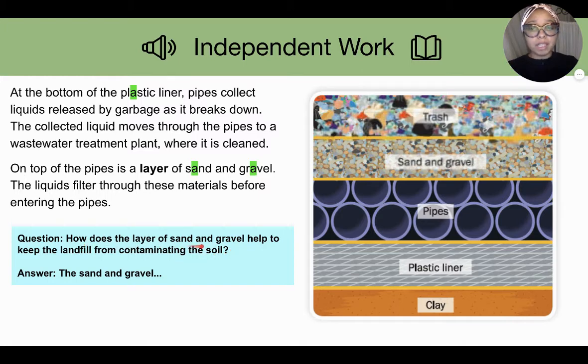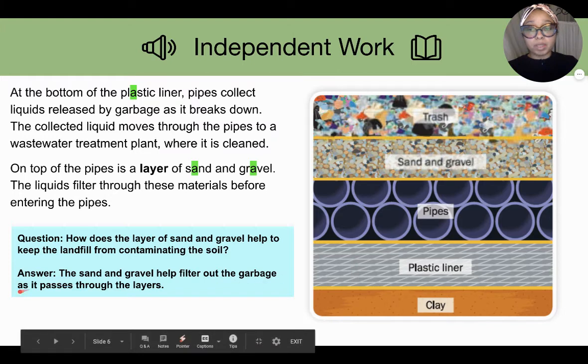How does the layer of sand and gravel help to keep the landfill from contaminating the soil? The sand and gravel, you can continue your answer this way. The sand and gravel help filter out the garbage as it passes through the layers.